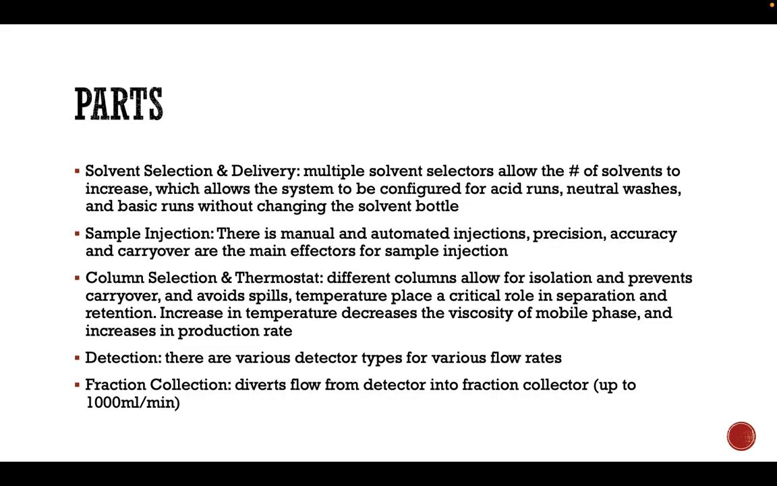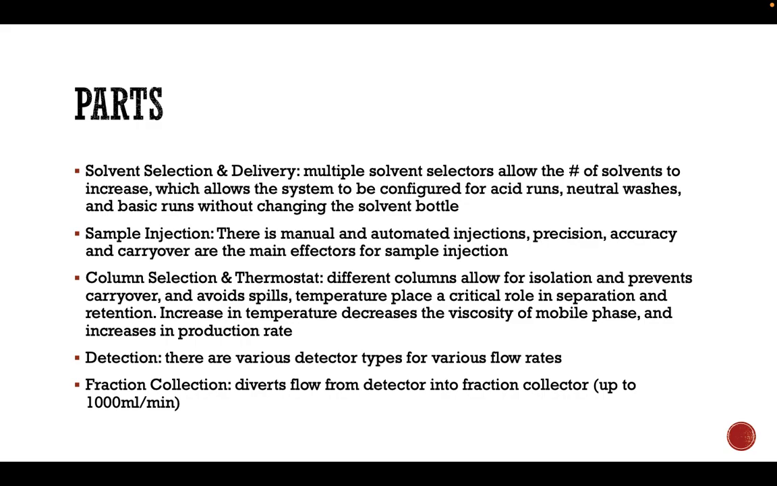Now, for column selection and thermostat, different columns allow for isolation, it prevents carryover, as well as it prevents spills. Now, temperature plays a critical role in separation and retention. An increase in temperature decreases the viscosity of the mobile phase and increases the production rate. Now, with detection, there are various detector types for various flow rates, depending on the machine you have.